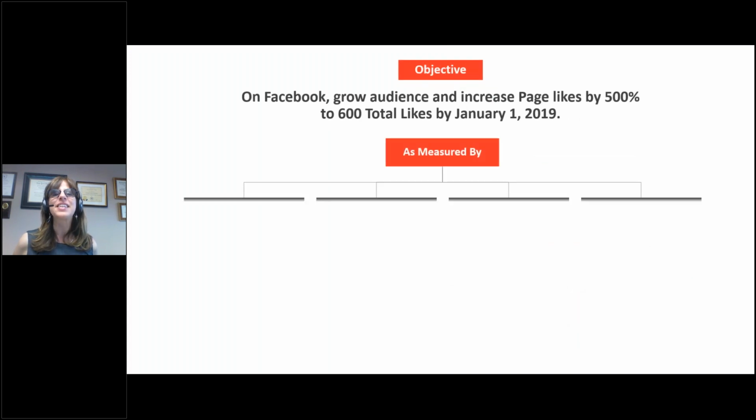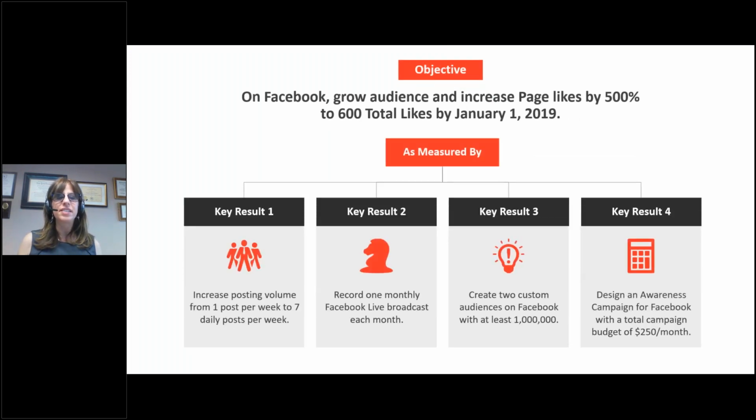So now let's look at this OKR, this objective and key results framework that I'm actually talking about. Here I have a client that wants to grow their audience on Facebook. They want to increase their Facebook page likes by 500% to 600 total likes by January 1st, 2019. So they're at 100 likes right now.